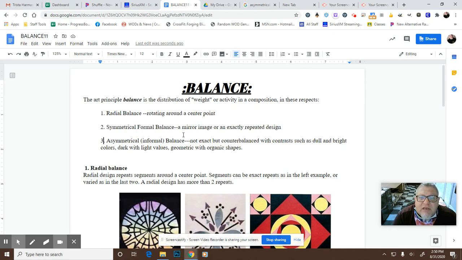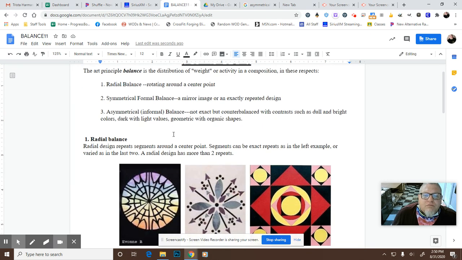Symmetrical formal balance is a mirror image or exact repetition of design. If you fold it, it's going to be equal on both sides, just on the two sides, not on the four. We'll talk more about that. Asymmetrical informal balance is not exact but a counterbalance with contrast, such as dull and bright colors, lights and darks, the geometric and organic shapes. And we'll talk more about that too.